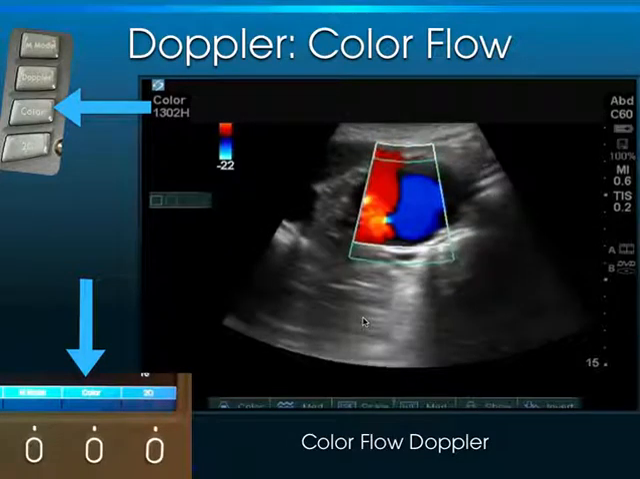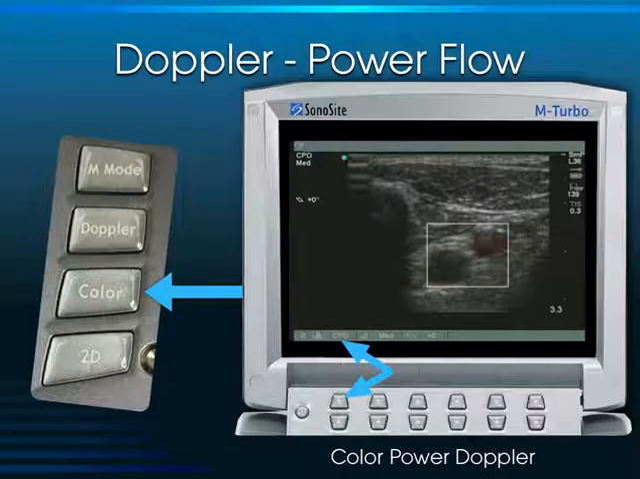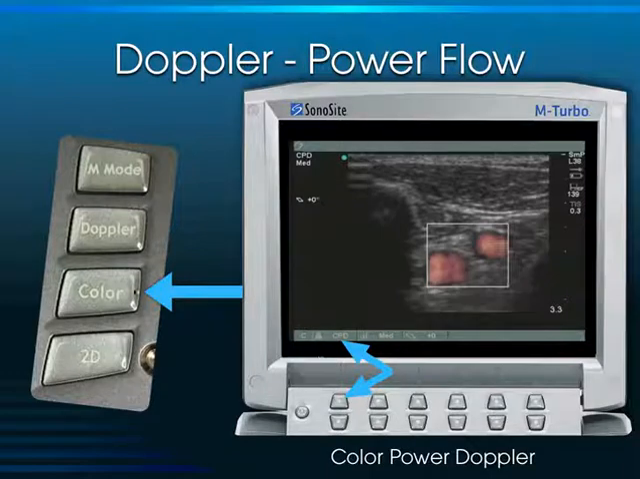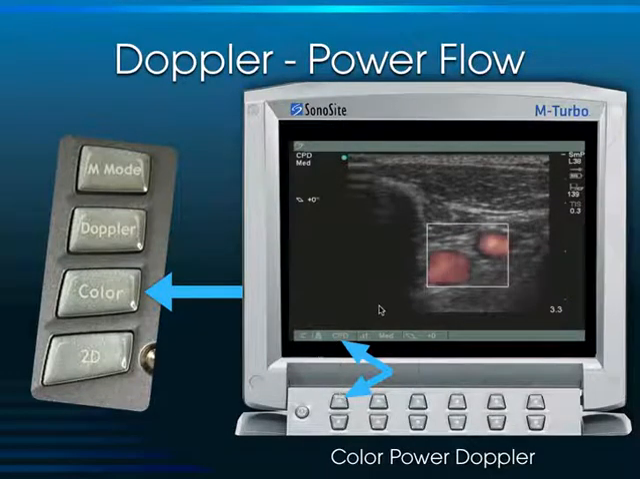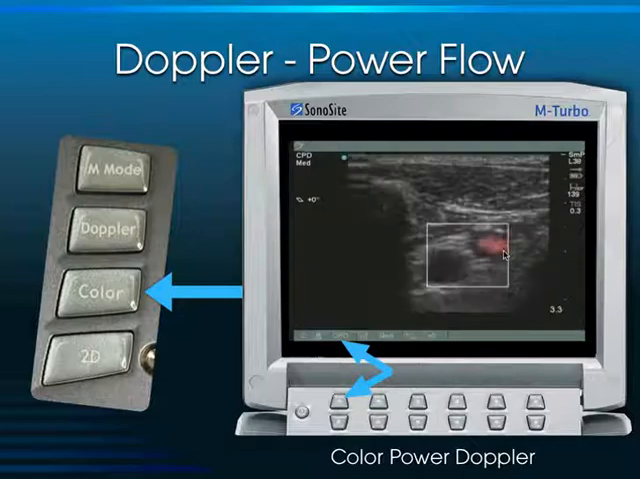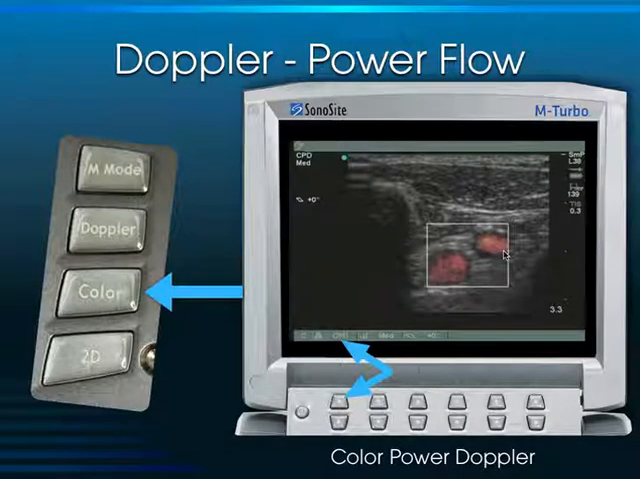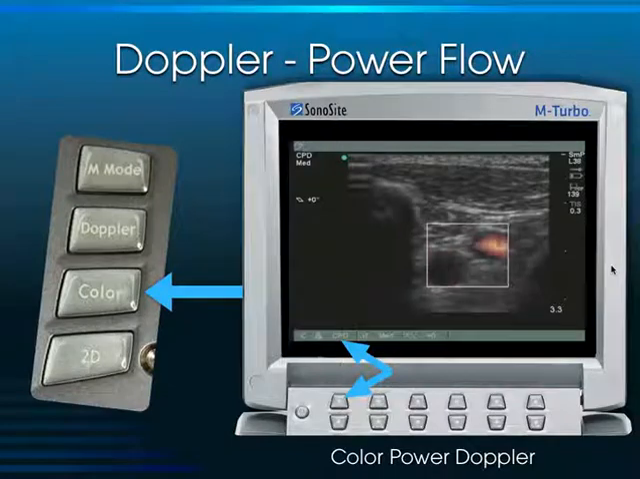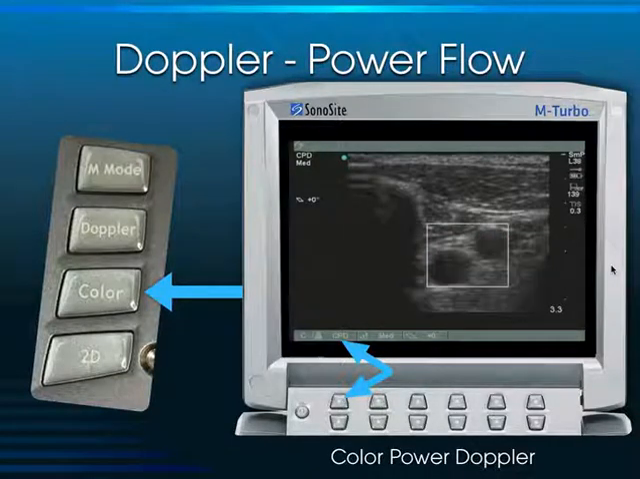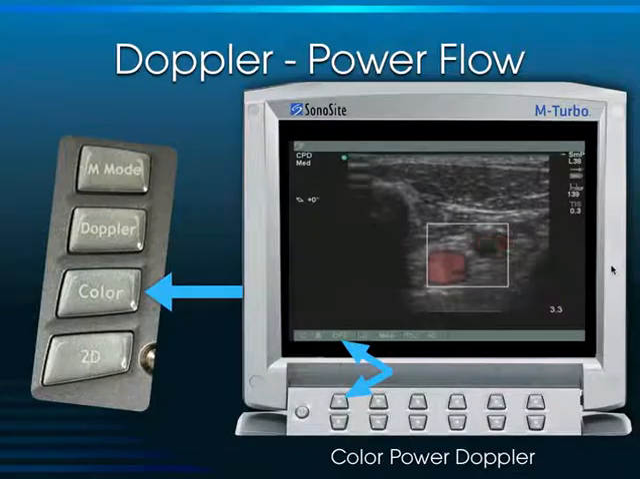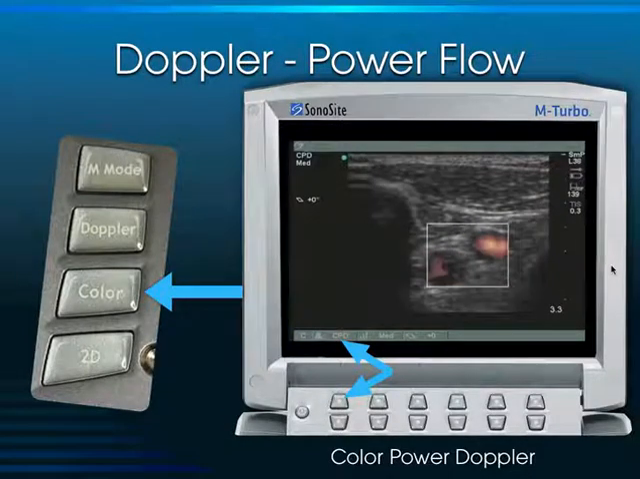So that's color flow, and then there's power flow. Power flow is where after you've got the color on, you can toggle to the power flow. When the power flow is on, it looks like an orange-only type of flow. It's not directional, and it's a lot less angle dependent and easier to work with than the color flow is. It's also a more sensitive type of flow that you would use, for example, at low flow states like the lymph nodes or the testicles.